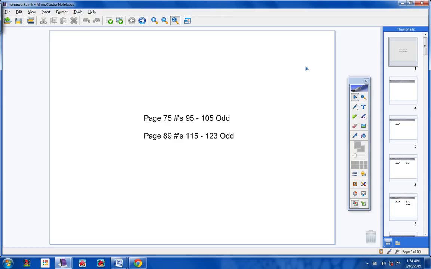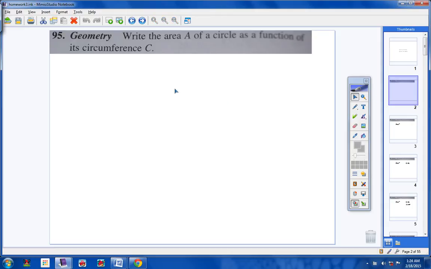Page 89. Let's go ahead and get started with these problems. Number 95. Write the area of a circle as a function of the circumference. Write the area of a circle as a function of its circumference C.